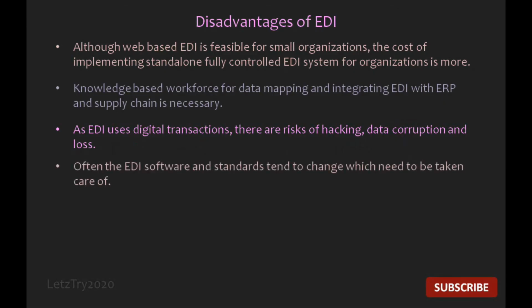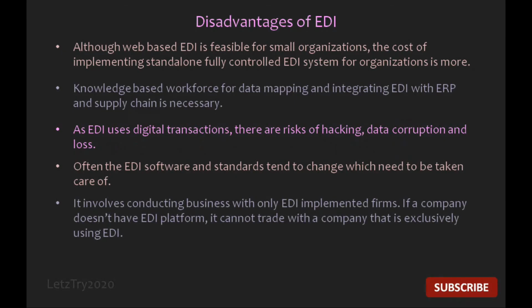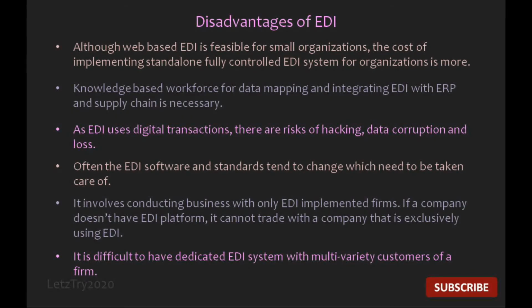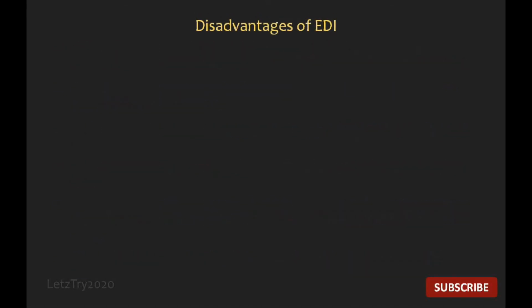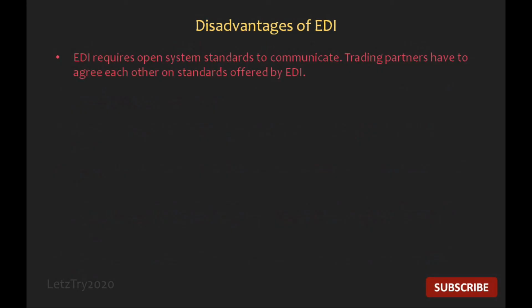Often, the EDI software and standards tend to change, which needs to be taken care of. It involves conducting business with only EDI implemented firms. If a company does not have EDI platform, it cannot trade with a company that is exclusively using EDI. It is difficult to have dedicated EDI system with multi-variety customers of a firm. EDI requires open system standards to communicate. Trading partners have to agree with each other on standards offered by EDI.